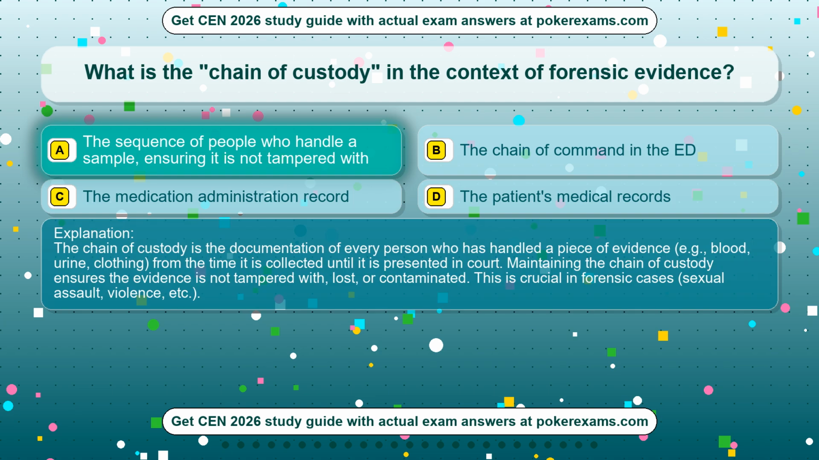The chain of custody is the documentation of every person who has handled a piece of evidence, e.g., blood, urine, clothing, from the time it is collected until it is presented in court. Maintaining the chain of custody ensures the evidence is not tampered with, lost, or contaminated. This is crucial in forensic cases, sexual assault, violence, etc.